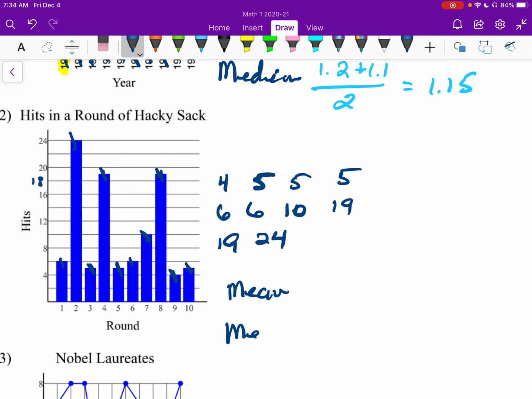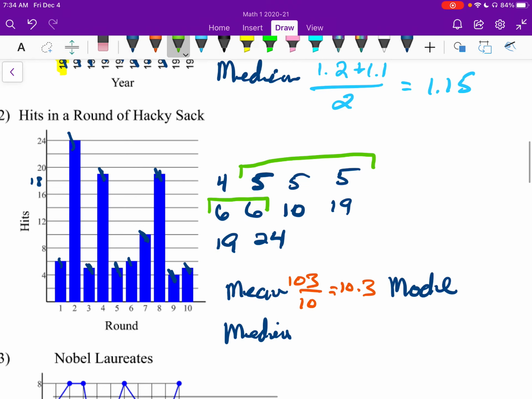Mean, median, mode. The mean I need to count how many I have. I have 8, 9, 10 objects. And I add them up: 4, and then 15, 12, 29, 19, and 24. I did some of that addition in my head. So 103 over 10 is going to be 10.3. My mode, my most often one, well, I've got 3 5s and I have 2 6s. So it's going to be 5.